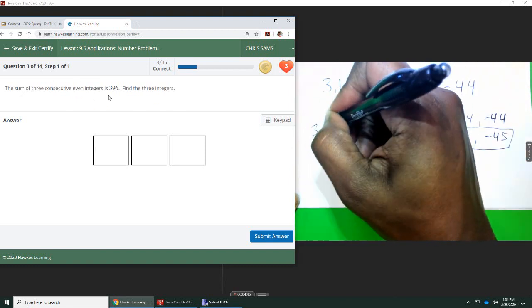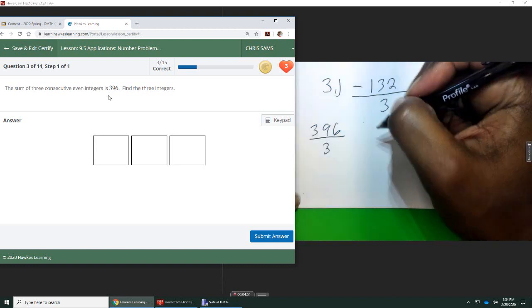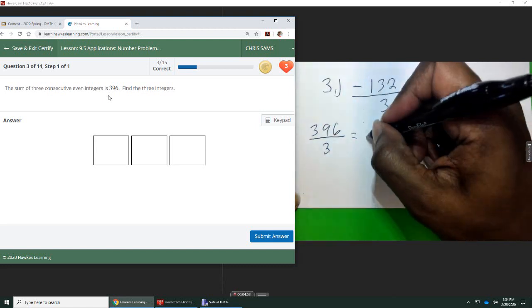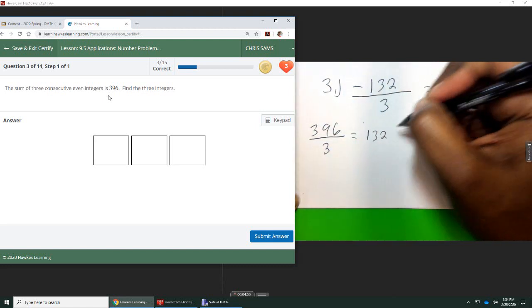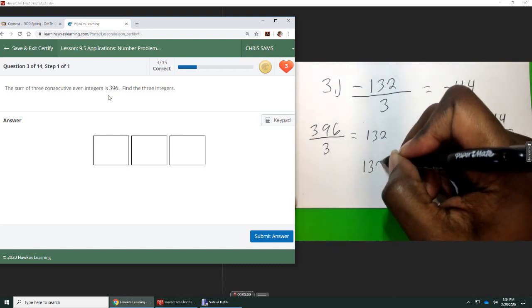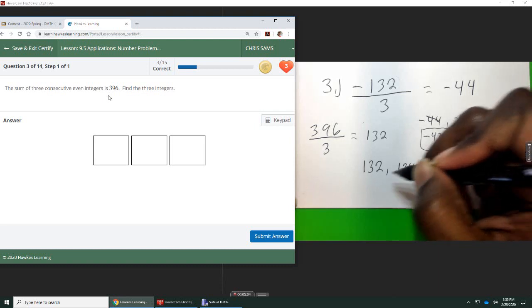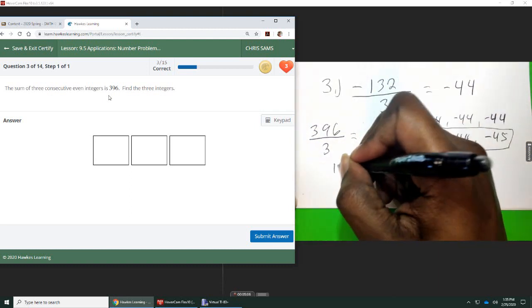So negative 396 divided by 3, and we get negative 132. Okay, so again, having three negative 132s. So negative 132 is kind of like what's in the middle. If you add 2, we get negative 130, and subtract 2, we get negative 134.